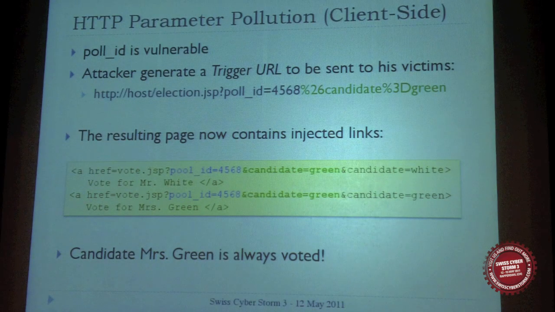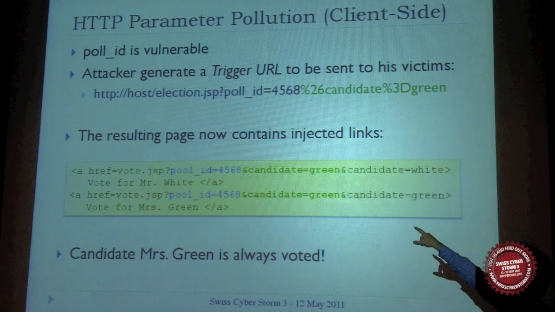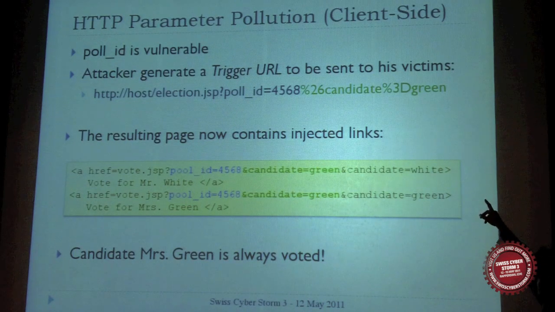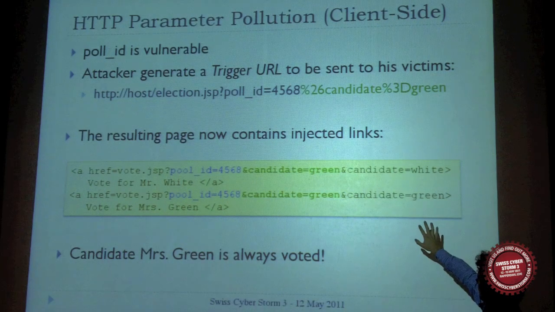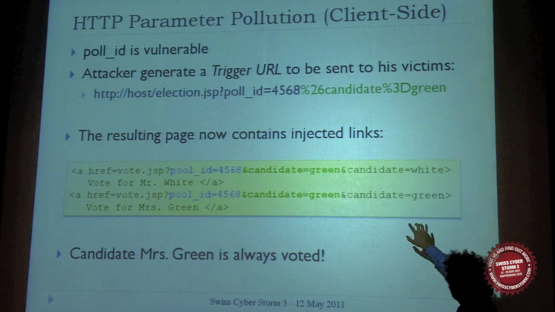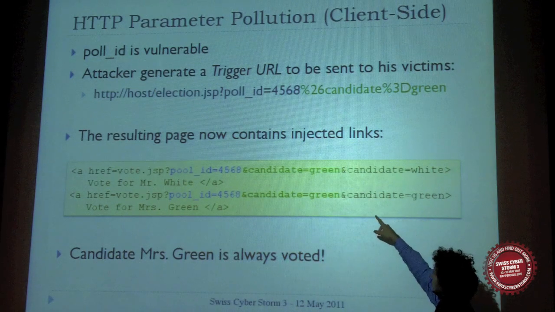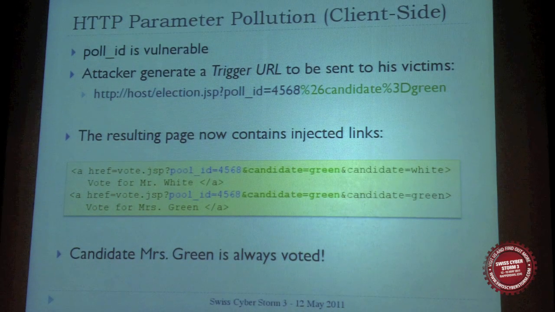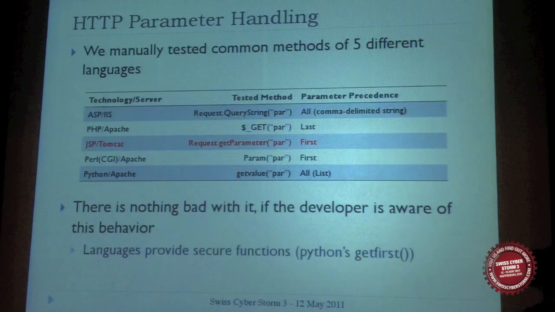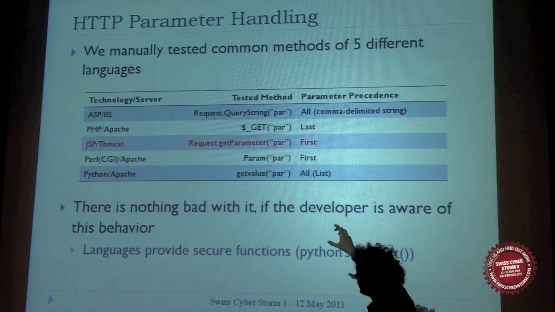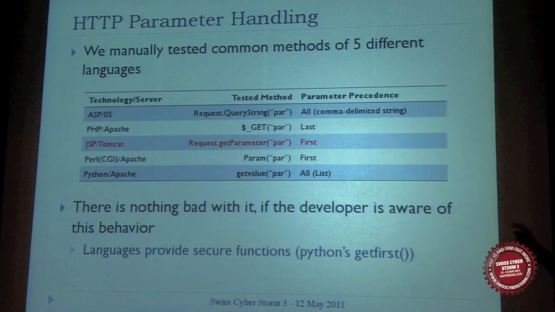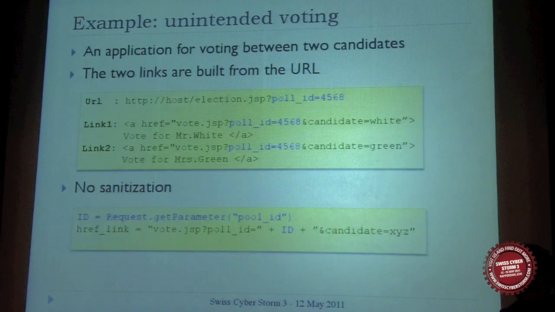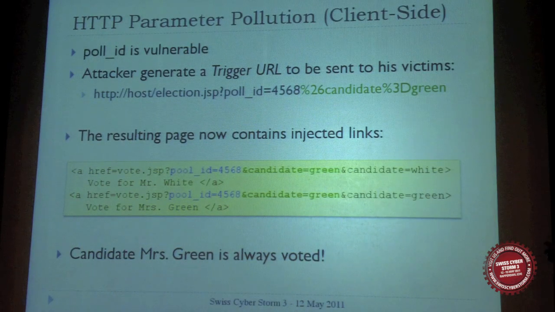And when this value is then taken by the application, decoded, and used to build the links, then this candidate equal green ends up in the links, in a position that is actually before the original candidate. And with JSP, usually, when you have two parameters with the same name, as I was telling you before, that is here, the red line, what JSP does is return to the application the first parameter. So in this example, the precedence given to the parameter is coherent with the attack vector, and this makes the attack succeed.